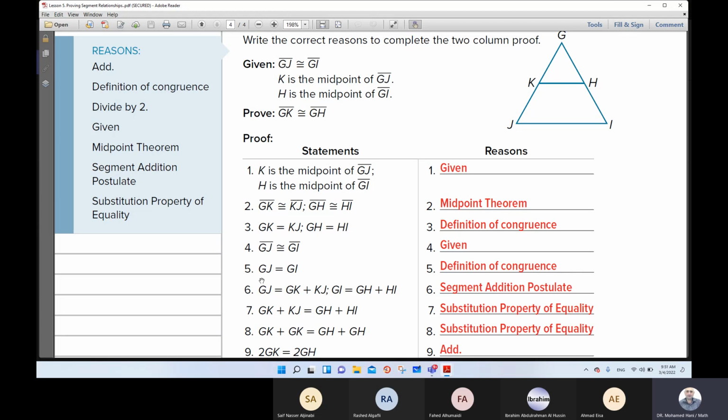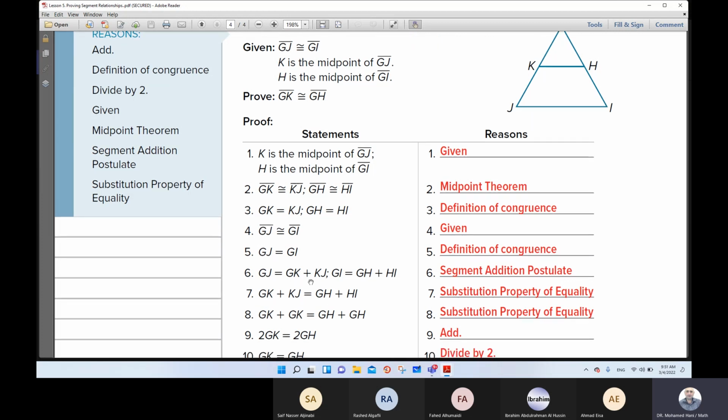Then we can write GJ equals GK plus KJ, and GL equals GH plus HL. This is the segment addition postulate. Then we can write, this side equals this side because GJ is congruent with GL. So GK plus KJ equals GH plus HL, substitution property of equality.